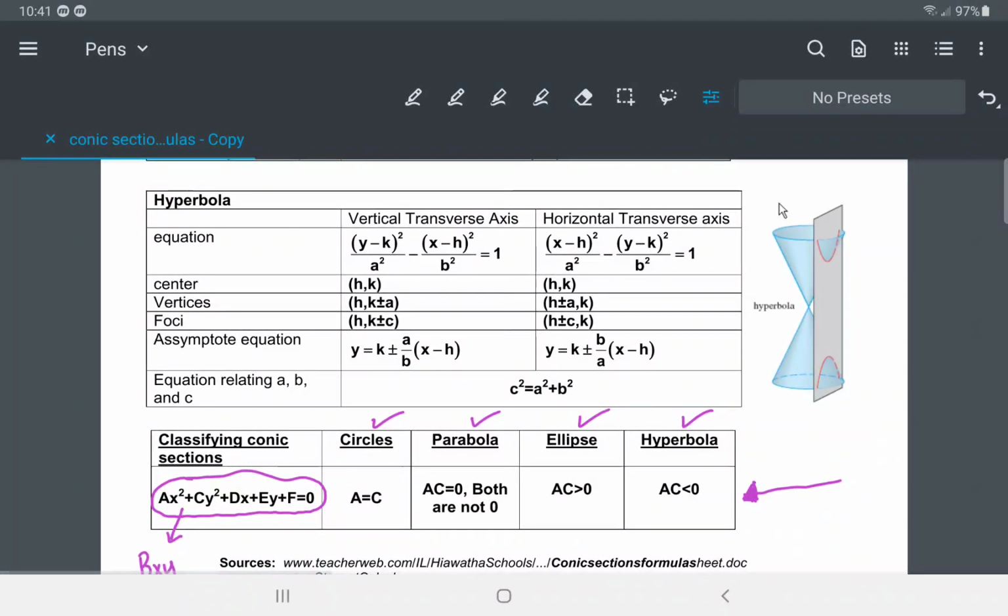So for example, in the hyperbola, after completing the square, you'll have a minus inside and it will be equal to 1. And it will either open up or down depending on which is the transverse axis, or it will open left or right.